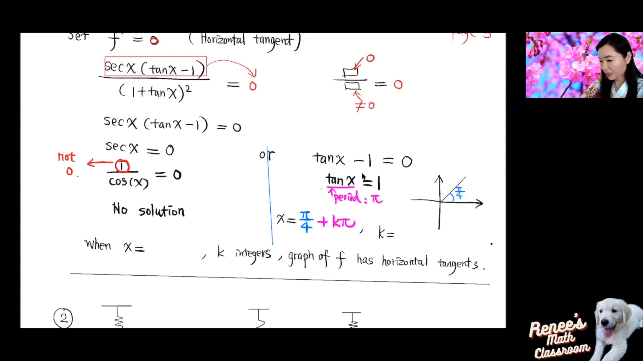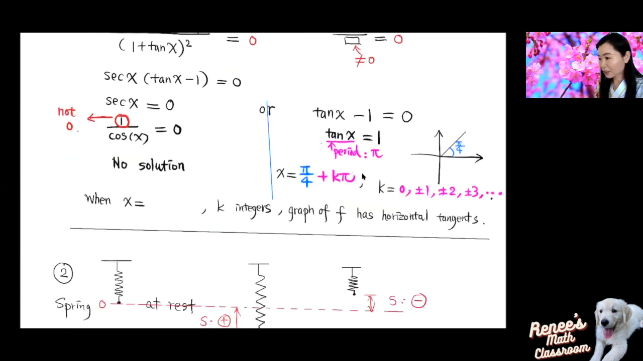So k will be equal to 0, plus or minus 1, plus or minus 2, plus or minus 3, etc. So any integer. To answer the question here, when x equals pi over 4 plus k pi, where k is any integer, the graph of the function has a horizontal tangent. Right? Any questions for this one?